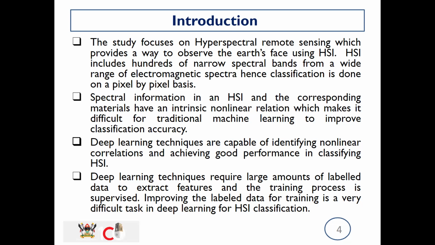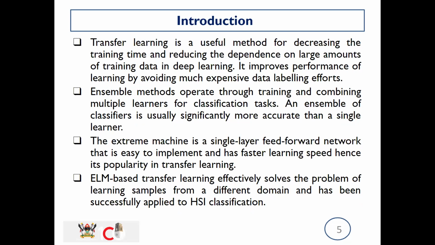Their performance and accuracy are quite high, but they require large amounts of labeled data to extract the features, and the training process is highly supervised. And from research, we know that improving the labeled data for training is quite a difficult task in deep learning for hyperspectral image classification, which calls for more techniques, as we are going to see. So in this article, they suggested techniques like transfer learning, ensemble learning, and then combining them together with the extreme learning machines. But let's take a quick look at transfer learning.